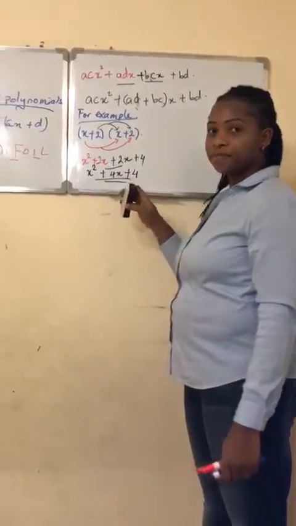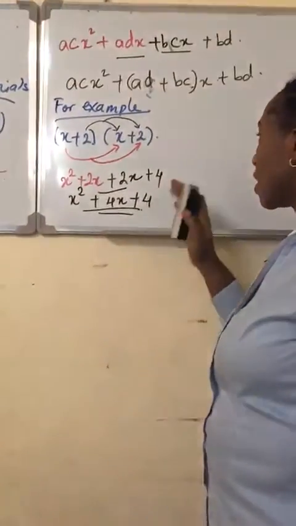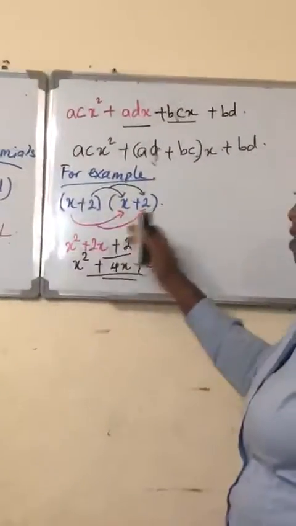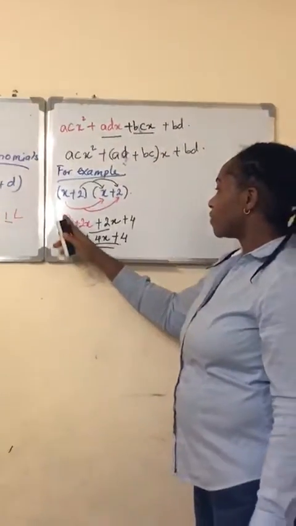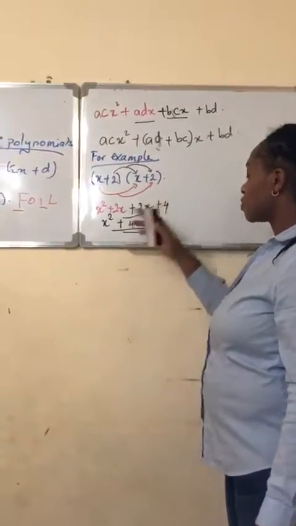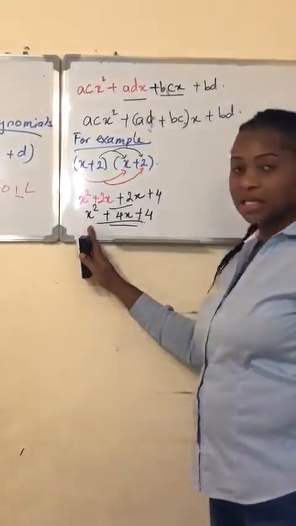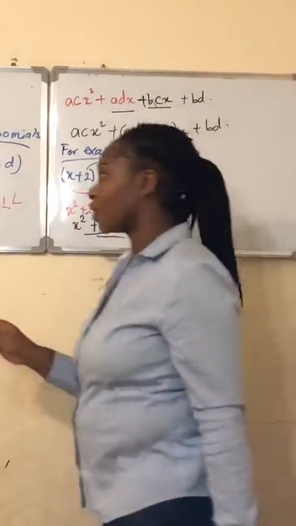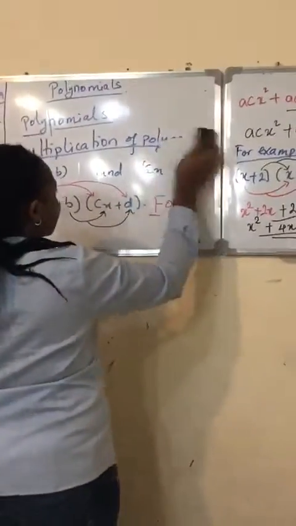All right, so as I was saying, concerning these examples we just did, we have x plus 2 multiplying each other, and our final answer is x squared plus 4x plus 4. Let's see a second example.